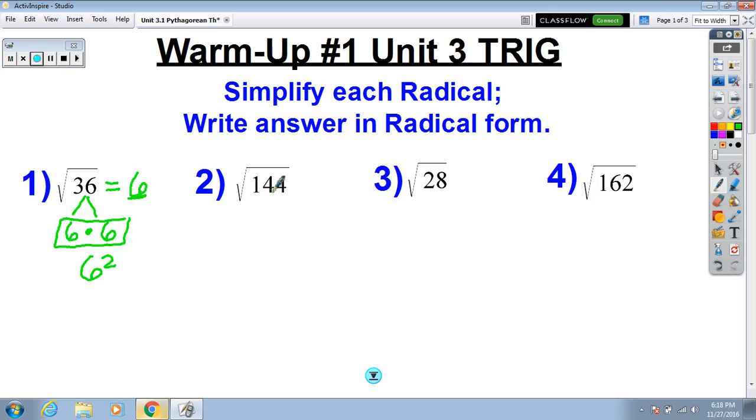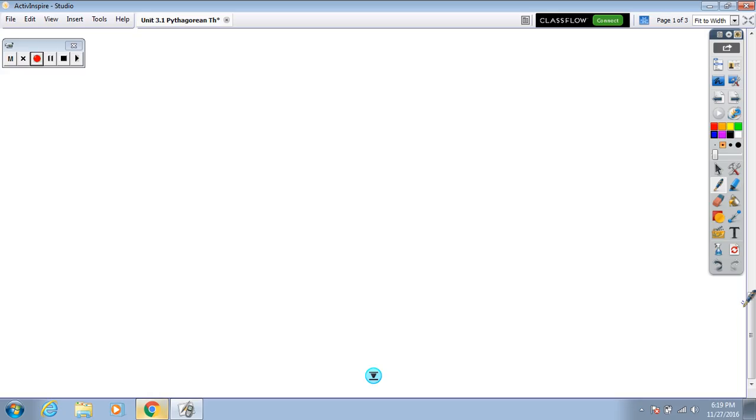Now, if you're not sure if 144 is a perfect square, you can make a square list. And the way we go about making a square list is you're just going to multiply the numbers together from 1 to 12, and we'll make a perfect square list, which is something that we're going to need to use as we get deeper into this unit. So the quicker you can learn your perfect squares, the easier this unit is going to be. So I'm going to show you how you make a perfect square list.